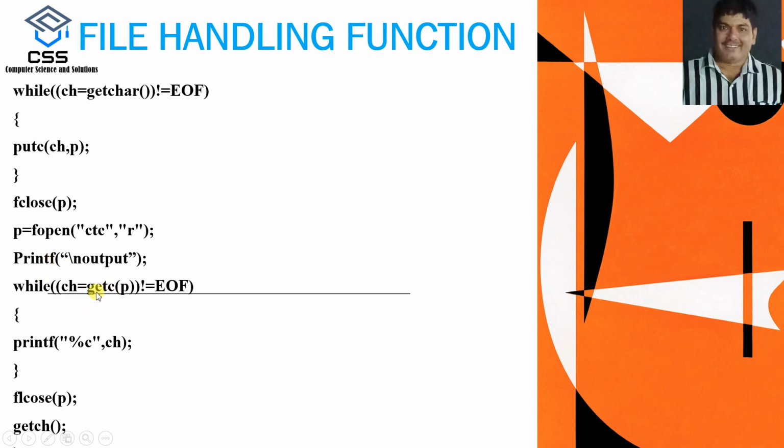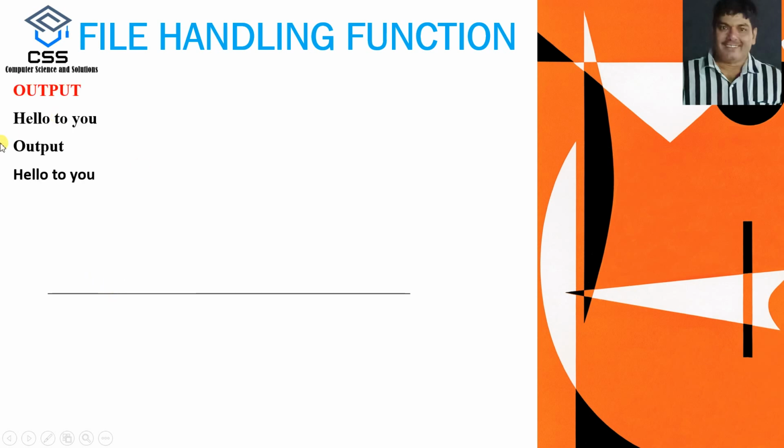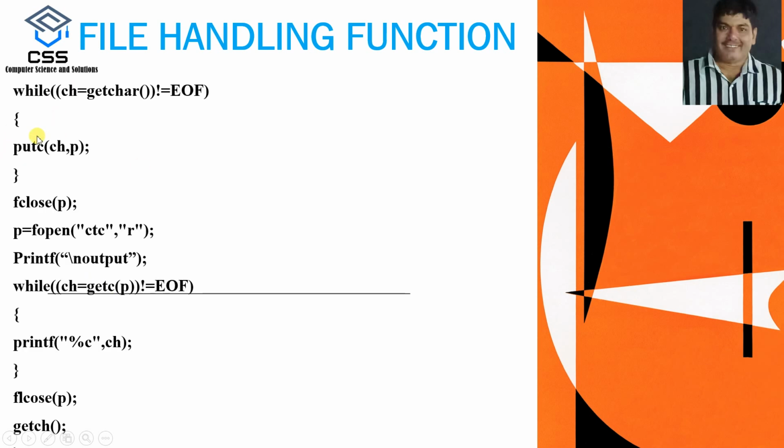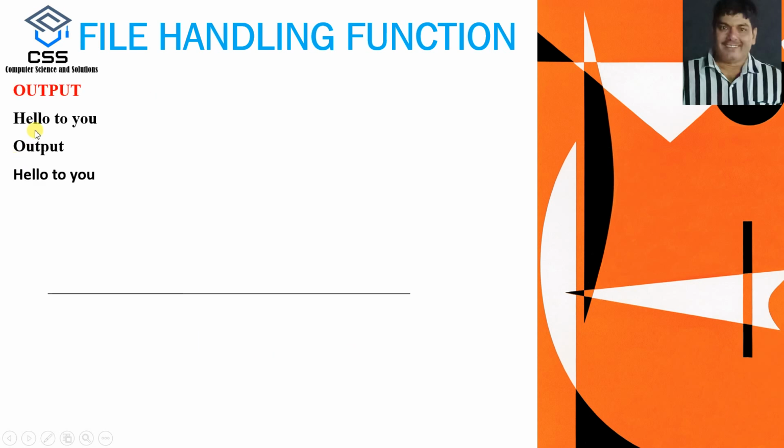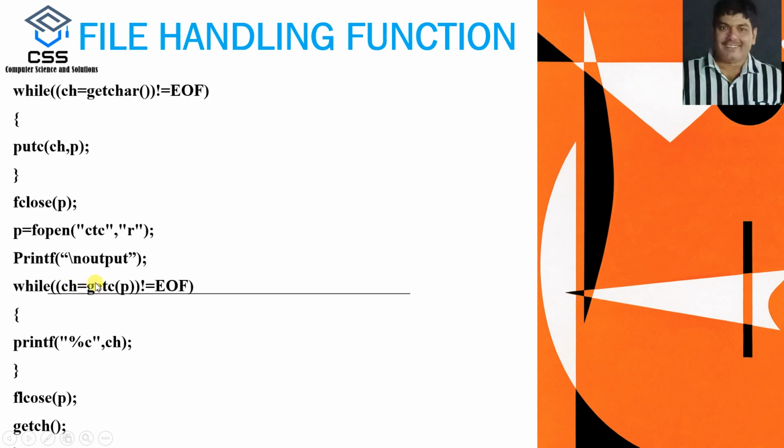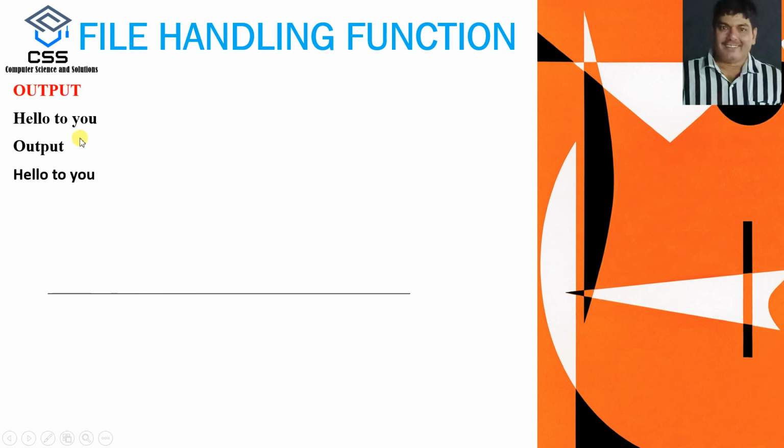How can you read? With the help of getc. One character read means what? The first character is H. It will be read and stored in the ch variable. It will check, is it end of file? No, so it will display on the screen because the printf function is used to display the output on the screen. The next character read is E. E will be stored in ch. Is it not equal to end of file? Yes, it will display like this. It will go till YOU.